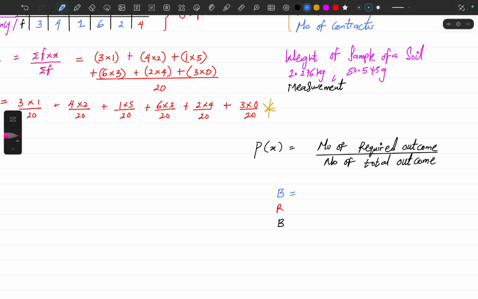Okay, so let's assume I have a total number of blue ball to be 4. The number of red ball that I have, let's say, is 5. And then let's say the number of black ball that I have, let's just say I have 1. Okay, just to make this simple.